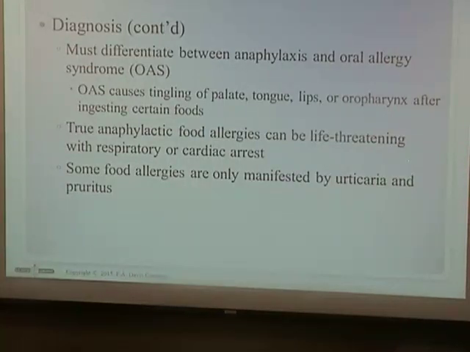I guess they're talking here about the difference between anaphylaxis and oral allergy syndrome. Some people are going to get swelling. I had a friend who was allergic to chocolate, but he absolutely loved chocolate. And so what he would do is he'd eat the chocolate, and he'd go, I'm starting to swell. And his lips would start to swell, and he'd go, yeah, take some Benadryl and another piece of chocolate.